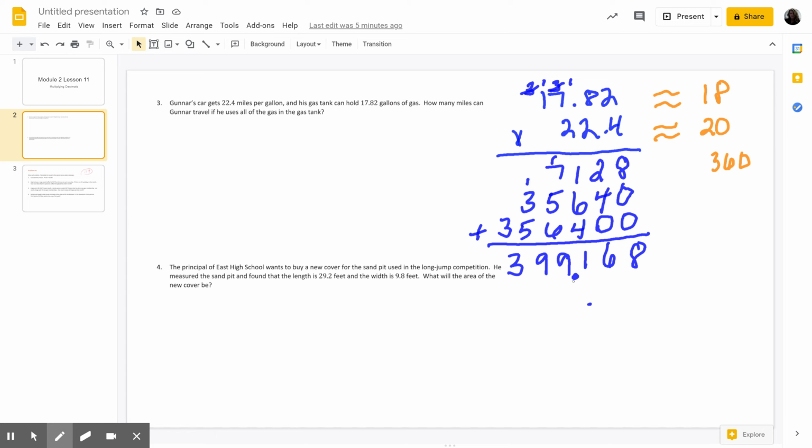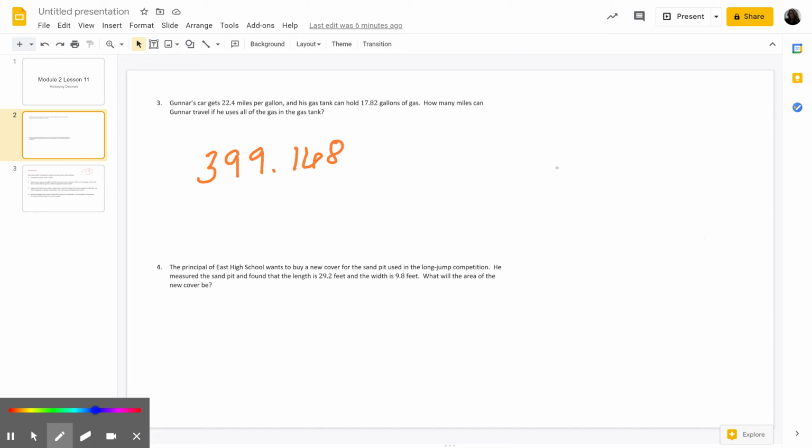Now, to know for sure how many place values we need after the decimal, we look up here. We have 2 decimal place values in our first factor and 1 decimal place value in our second factor. So our product needs to have 3 decimal place values. And here we have it. 1, 2, 3. Of course, you can check with a calculator if you need to check your work, but I would say he can probably go 399.168 thousandths miles. Or you might just say 399 or 400 miles.